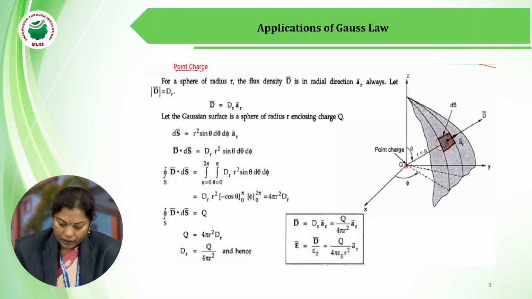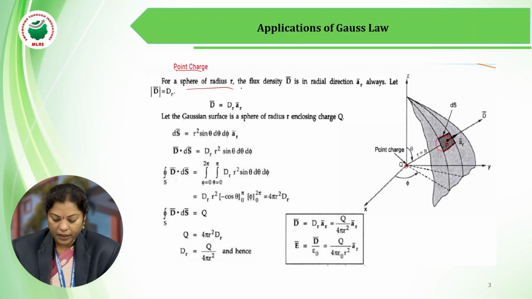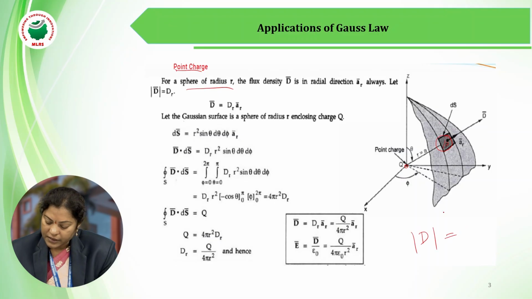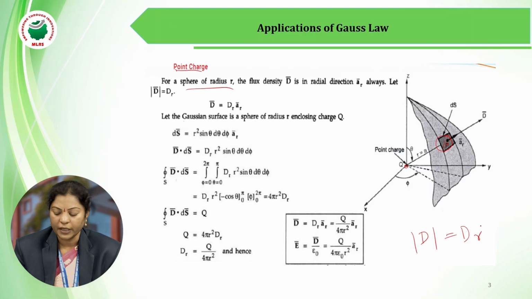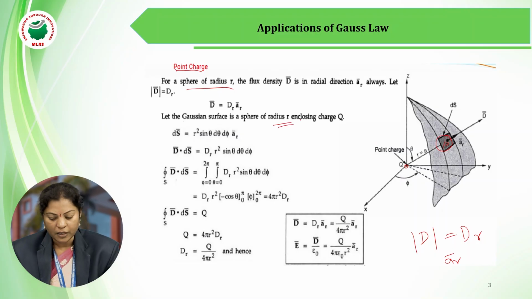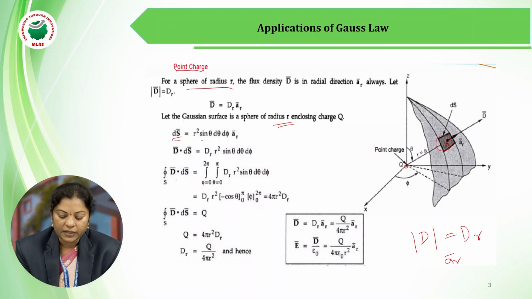For this I am assuming a sphere of radius r which has a flux density D in the radial direction. So D equals Dr into ar, that is in the ar direction. Here it is a surface we are considering, and we have a sphere of radius r. The total charge is enclosed in this particular area. For that I am taking the differential surface area dS equal to r square sine theta d theta d phi into ar. Why? Because it is in the ar direction only, that is the radial direction.